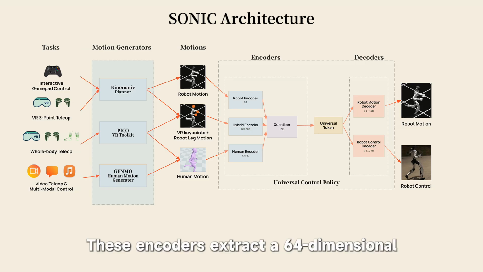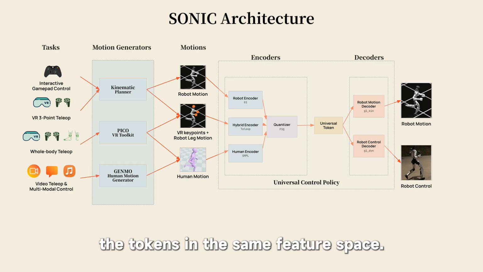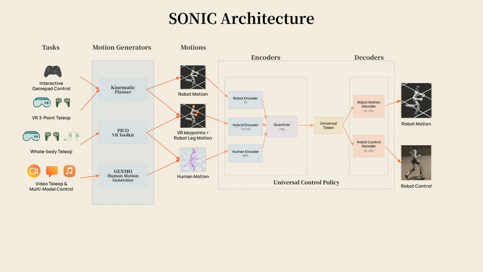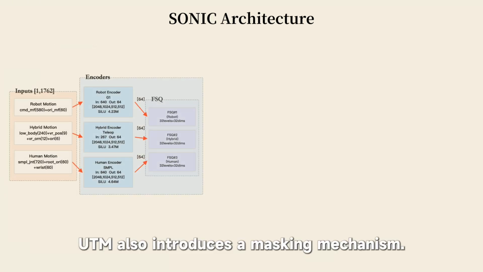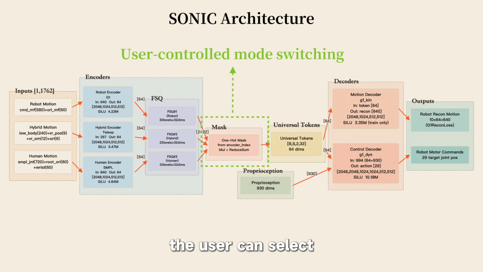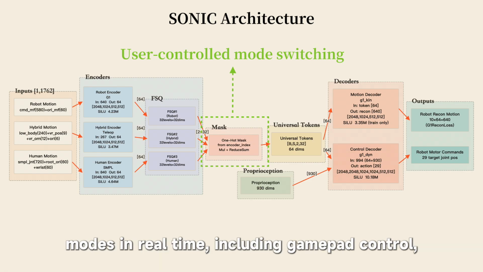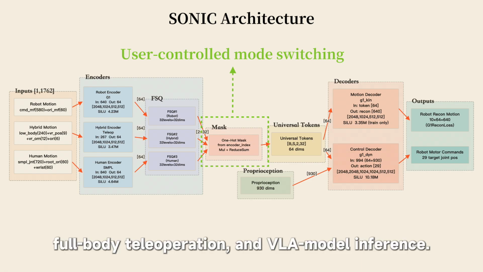Like words in different languages, they can mean the same thing yet look completely different. These encoders extract a 64-dimensional token from each form of motion command and align all the tokens in the same feature space. UTM also introduces a masking mechanism. By activating the mask for the corresponding encoder, the user can select a single motion command source, which controls modes in real time, including gamepad control, full body teleoperation, and VLA model inference.